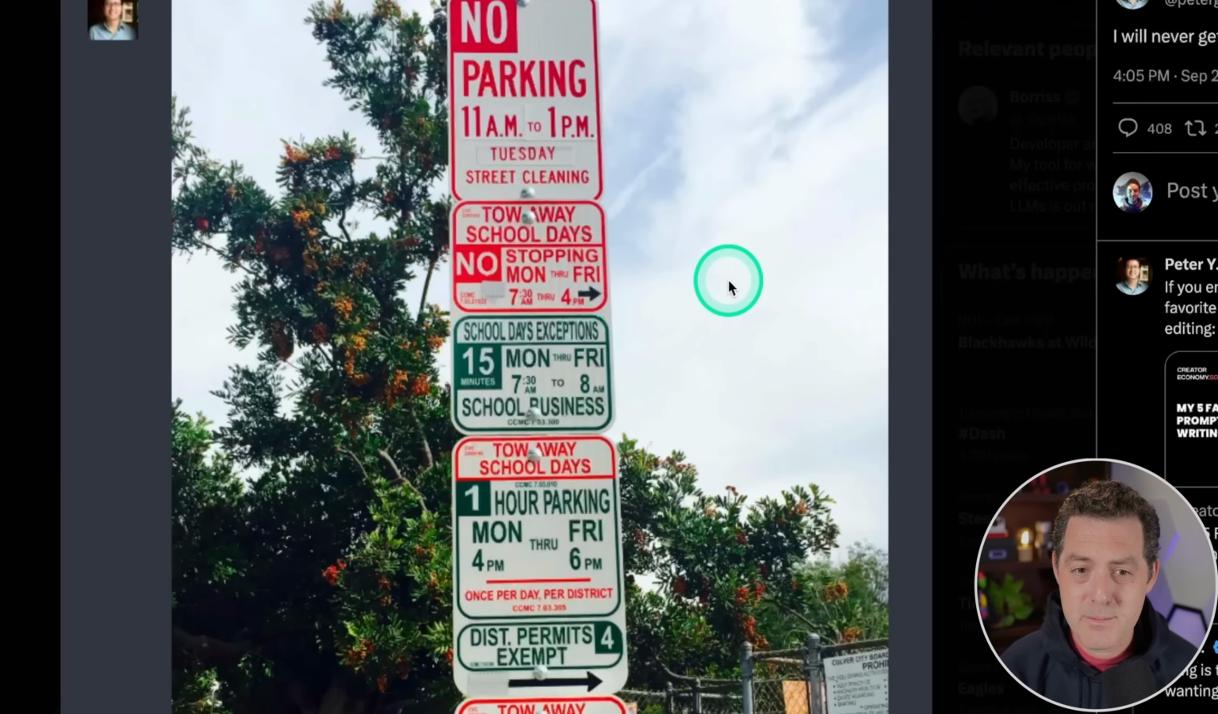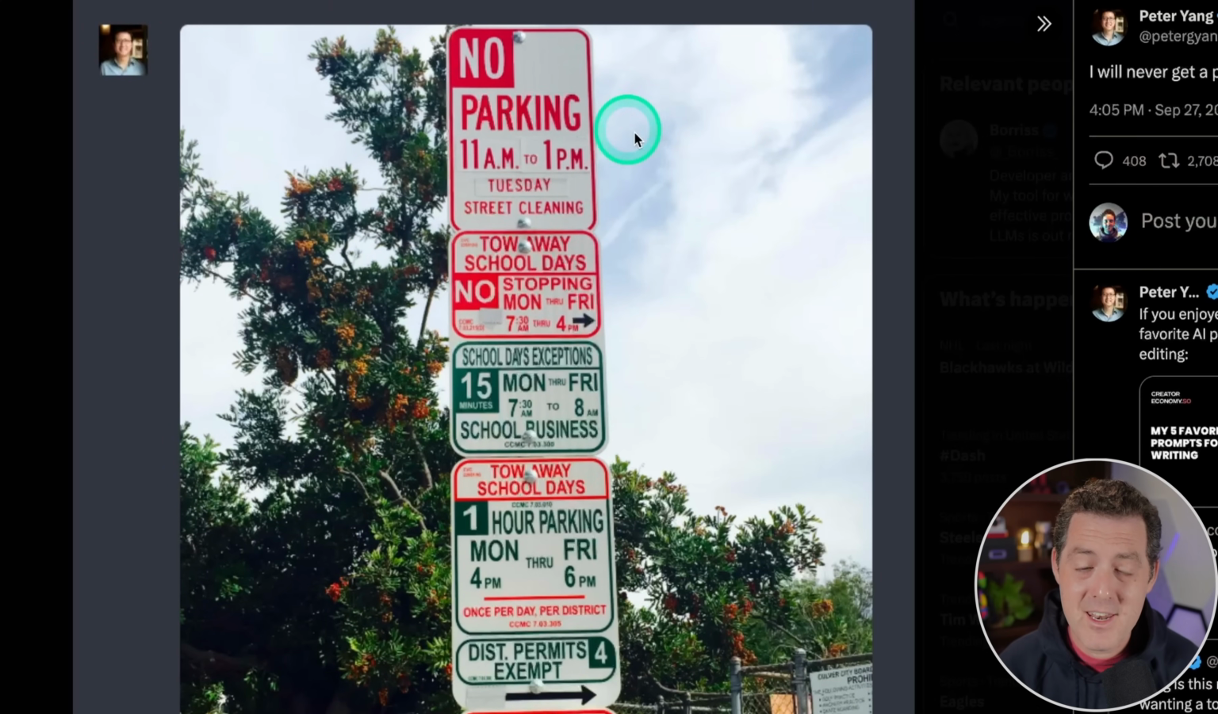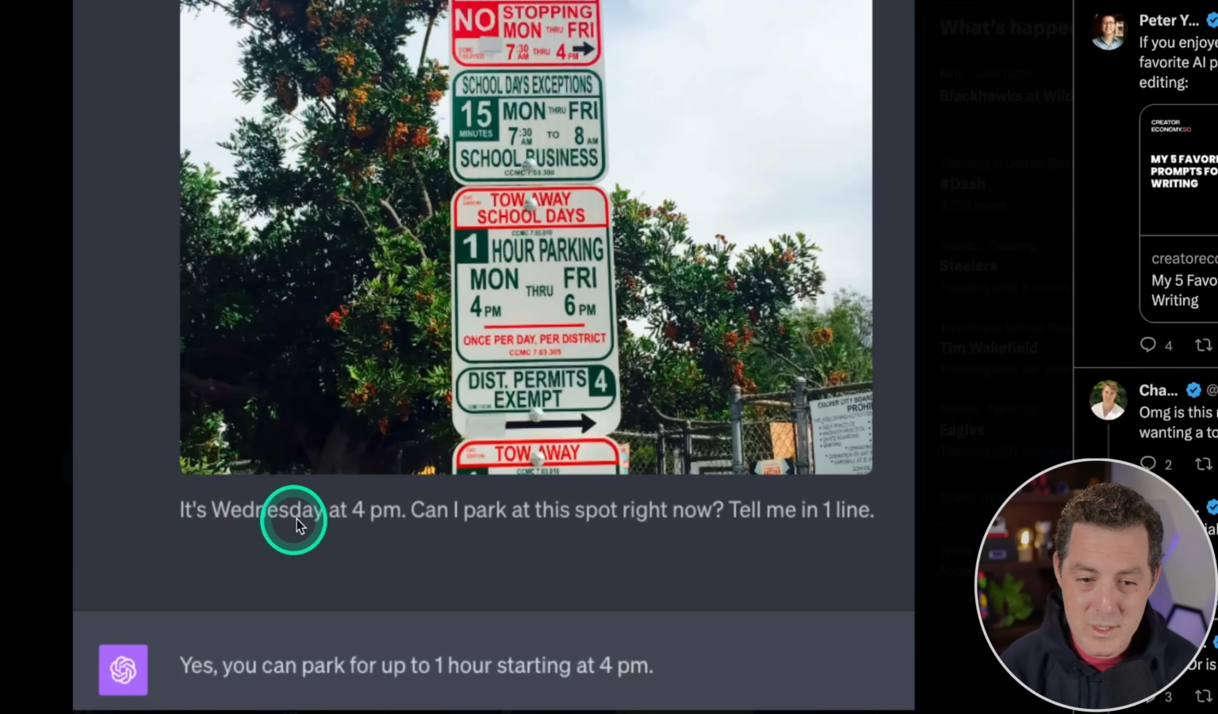All right, this next one's by Peter Yang. Basically, we have an incredibly complex array of parking enforcement signs. Picture of it and say, it's Wednesday at 4 p.m. Can I park in the spot right now? Tell me in one line. Yes, you can park for up to 1 hour starting at 4 p.m. So it understood all of this logic.